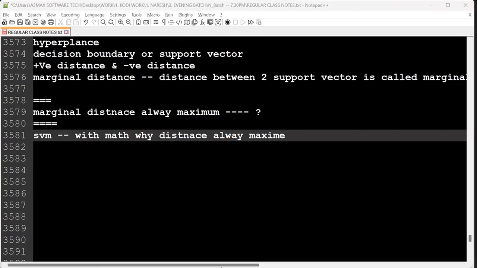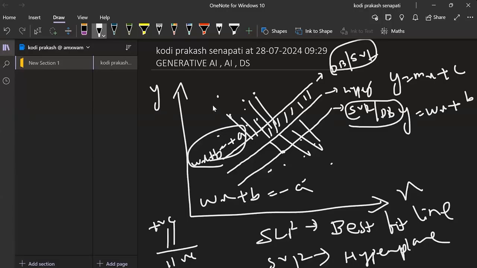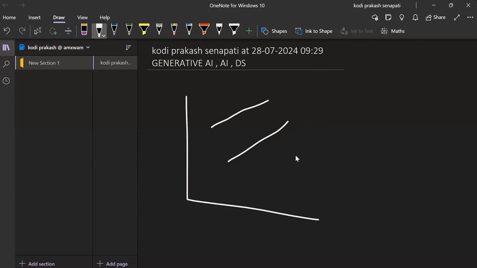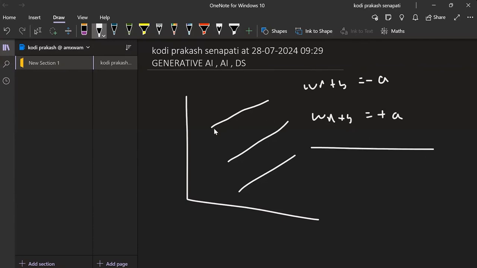So we have, what is the equation of this line? Let's assume Wx plus b equal to minus a, Wx plus b equal to positive a. If I ask you, what is the formula of the distance between two lines?